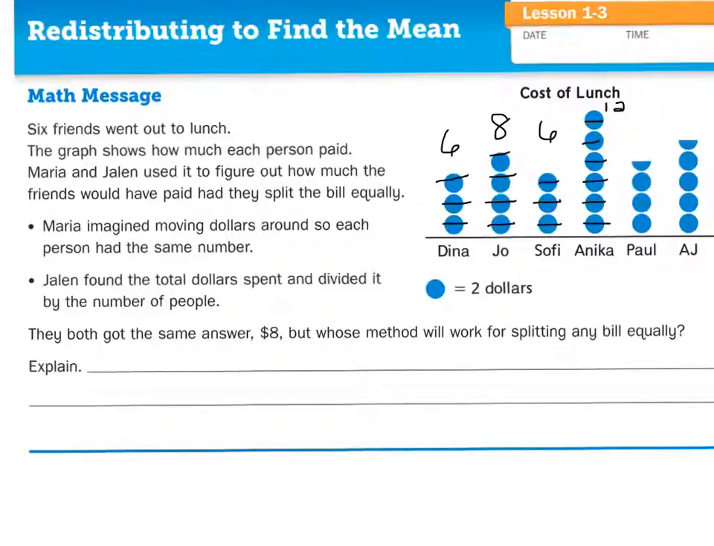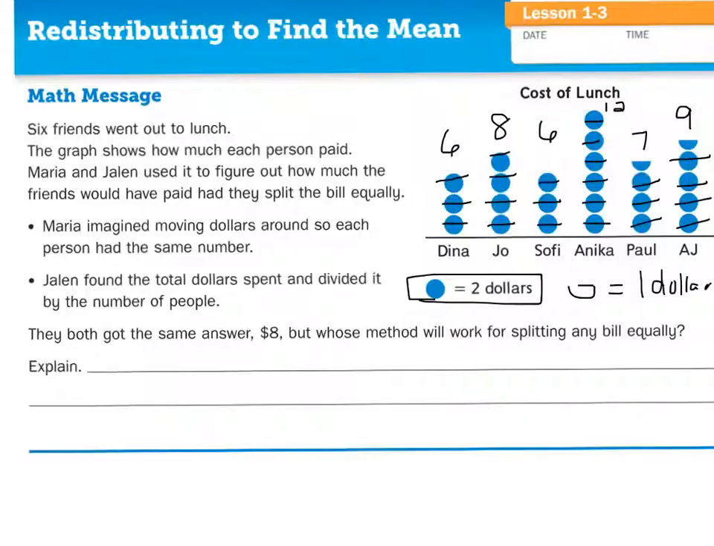Paul had 2, 4, 6, and then a half of 1. So half of $2 is $1. So 2, 4, 6 plus 1 is 7. AJ has 2, 4, 6, 8 plus a half, which is 9. Because again, a whole circle is $2, so a half a circle is going to equal $1. Okay, so that's how we got the 9 and the 7 there.